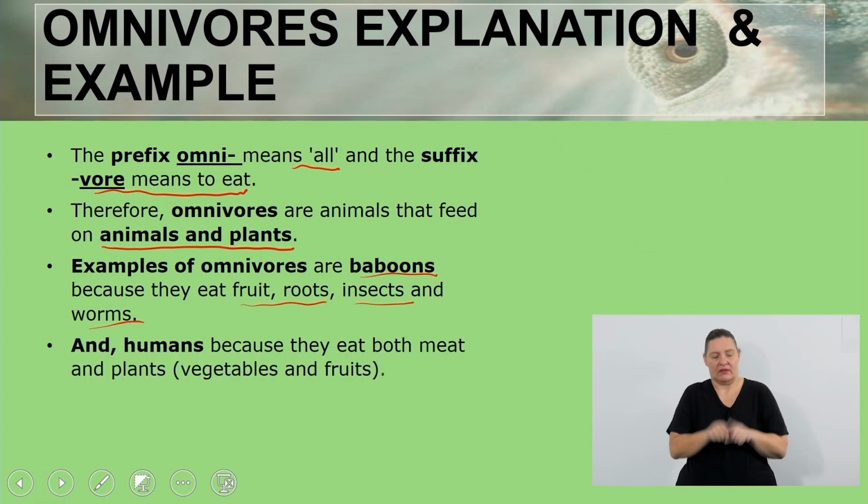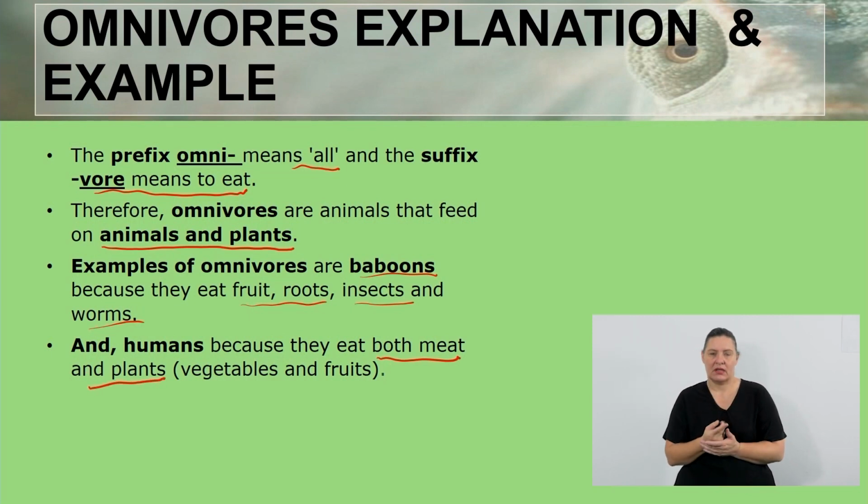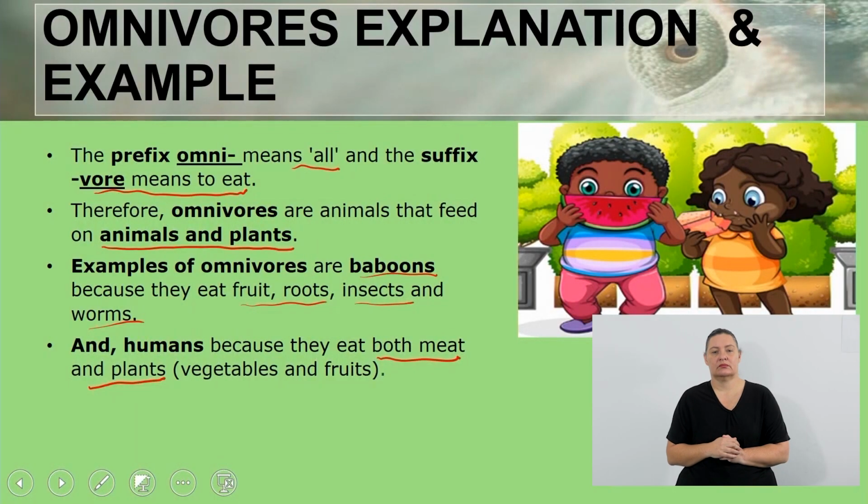we also have human beings. Yes, you and I are an example of omnivores as well, because we eat both meat and plants, plants being our vegetables, our fruits, and everything that we eat. So we are also falling under the category of omnivores. This is an example of omnivores.